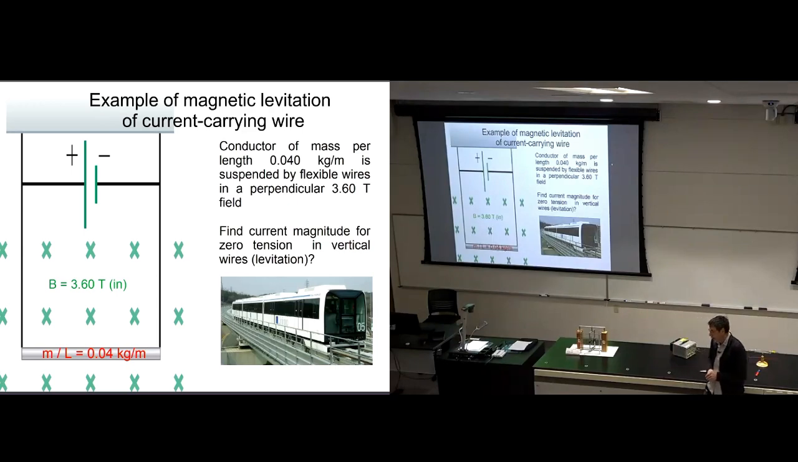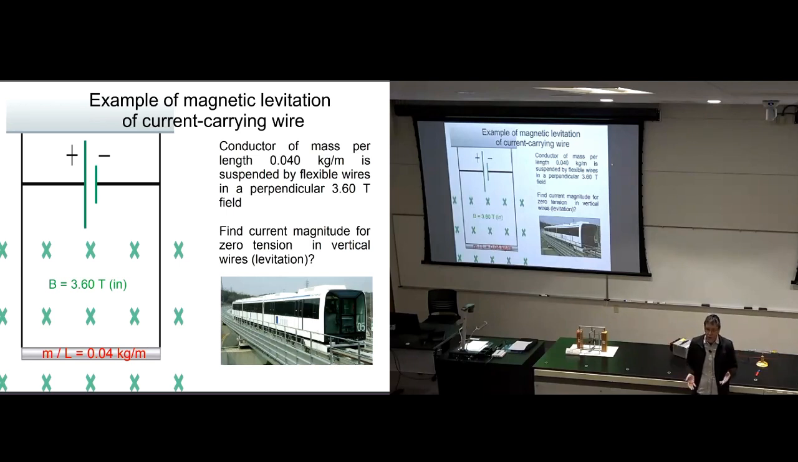Now you might say, well, this is just some little example you've dreamt up to make a problem involving magnetic forces. It has no application whatsoever, but it does have plenty of real life applications. So there are many trains, the high-speed trains, Japan has them, Korea has them, China has them, that use magnetic levitation for their trains.